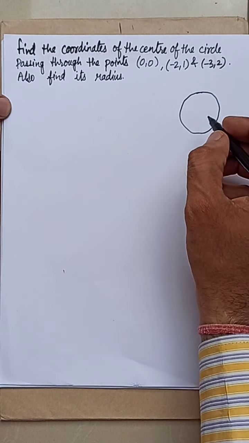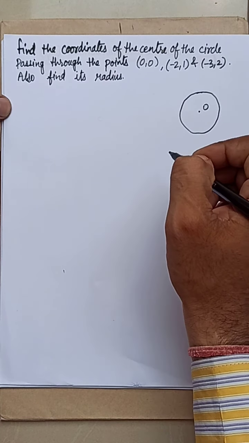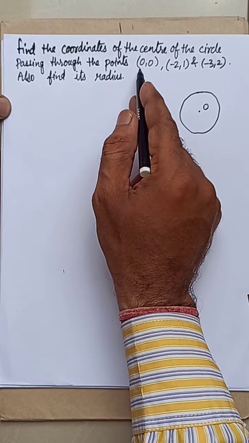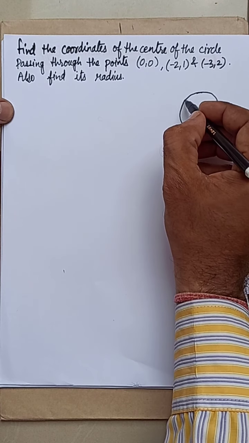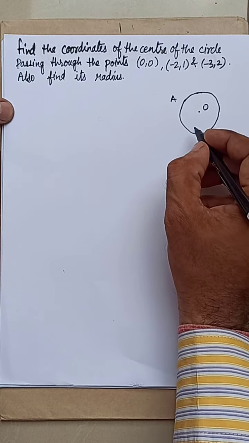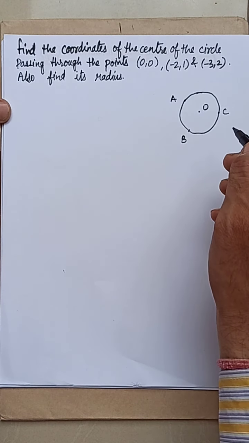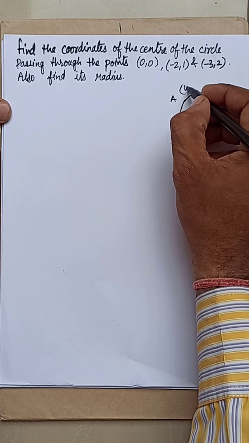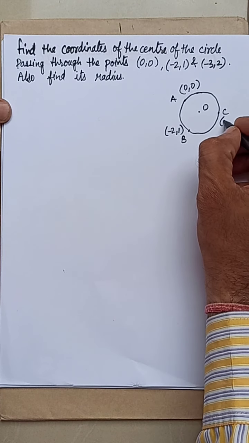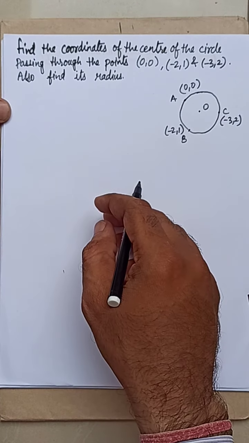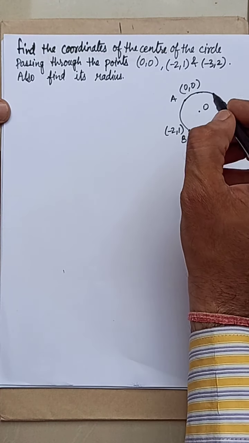Supposedly I make this circle and I take its center as O. O is the center of this circle. And this circle is passing through the points (0, 0). It means this circle is passing through some points; we can take one point as A, another point as B, and one more point as C. And the coordinates are (0, 0), (-2, 1) and (-3, 2).